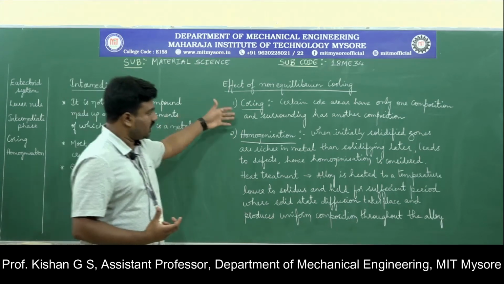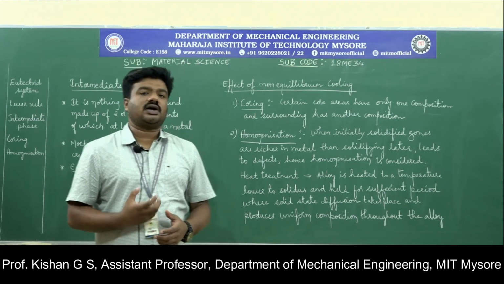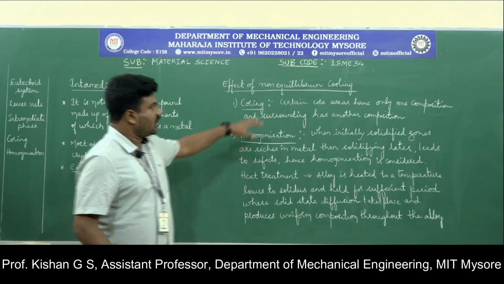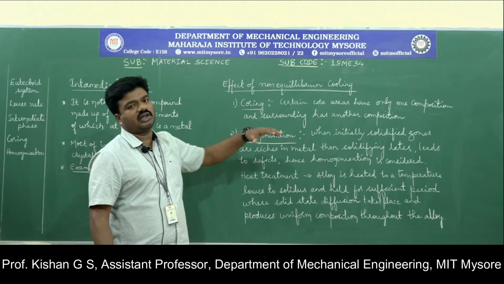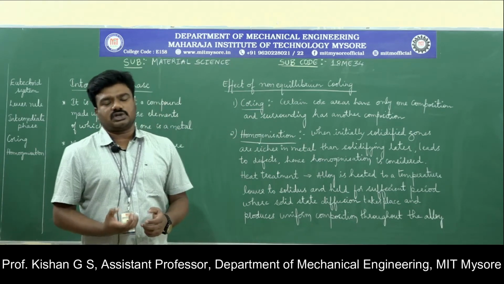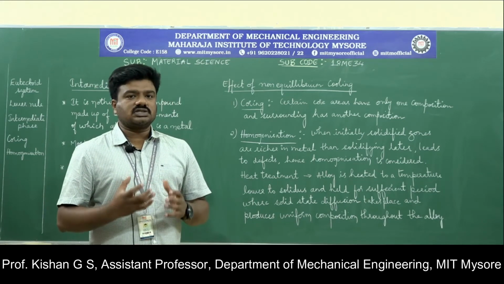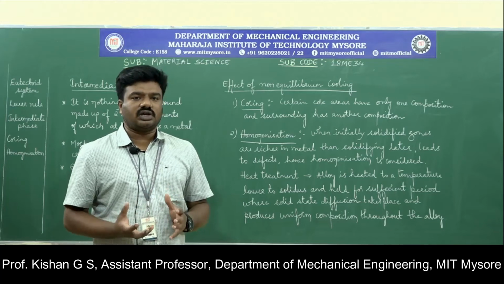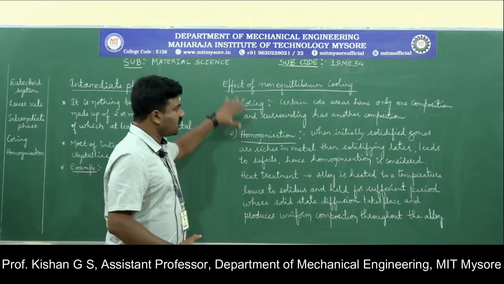One is coring. Here, when there is non-equilibrium cooling in the process, certain core areas will have one composition while the surrounding areas will have a different composition, which leads to a particular type of defect. Since the core area forms with one type of composition different from the surrounding area, this is one of the effects of non-equilibrium cooling called coring.